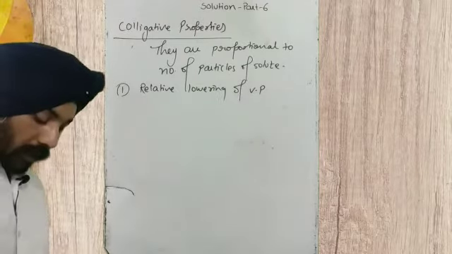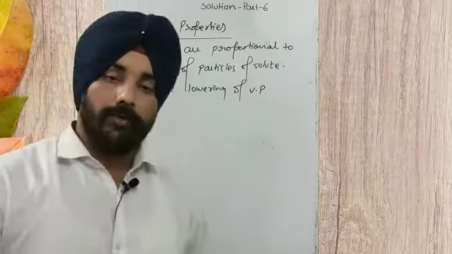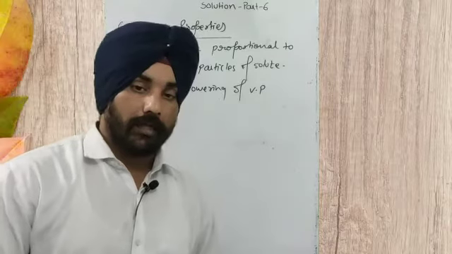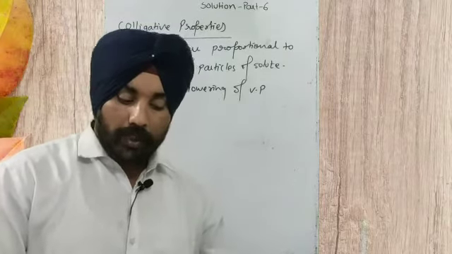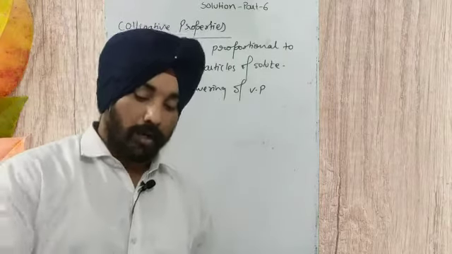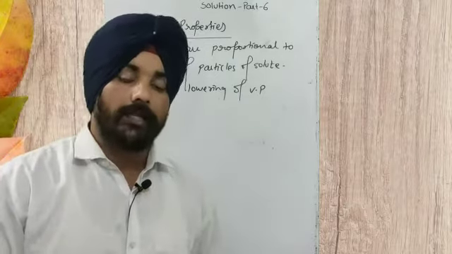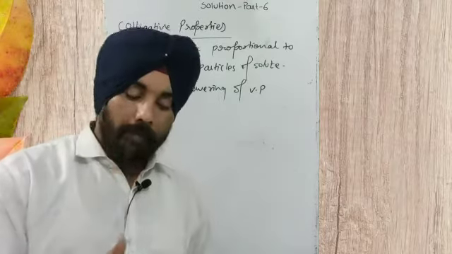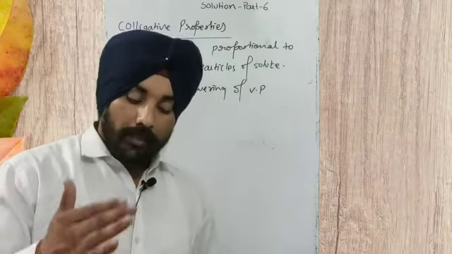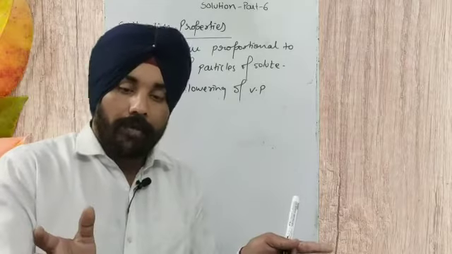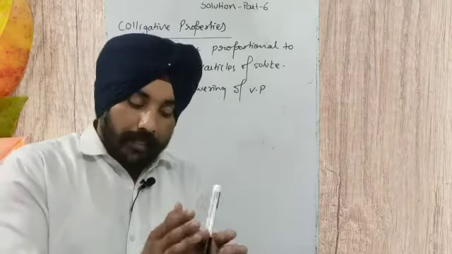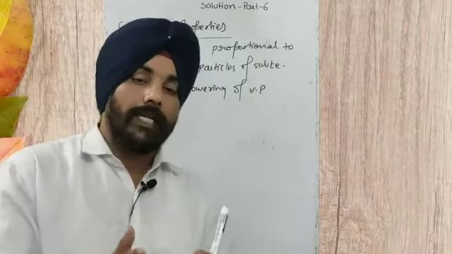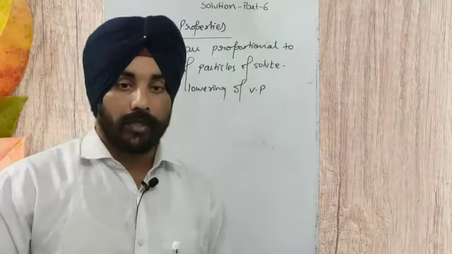Okay, so when you add a non-volatile solute to a solution, its vapor pressure is going to decrease. So the solution's vapor pressure will be less. The solvent's vapor pressure was more than the solution's, because after adding the non-volatile solute, vapor pressure decreases. So what will be the decrease in vapor pressure? The decrease in vapor pressure will be equal to the vapor pressure of the solvent minus the vapor pressure of the solution.